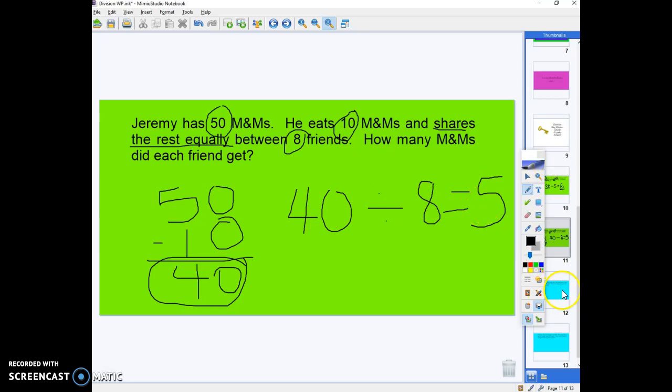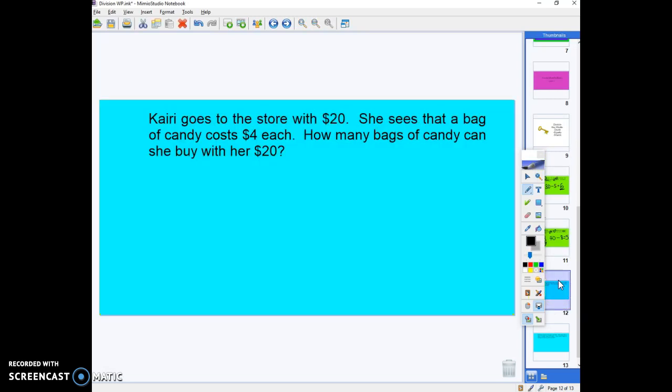Okay, let's take a look at this one. Kyrie goes to the store with $20. She sees a bag of candy costs $4 each. How many bags of candy can she buy with her $20? Okay, so she has $20 in her pocket, and each bag of candy costs $4 each. So how many of these $4 candy bags can she buy?